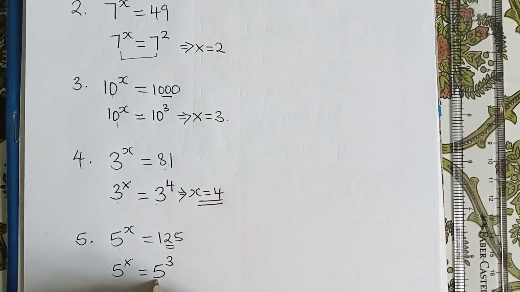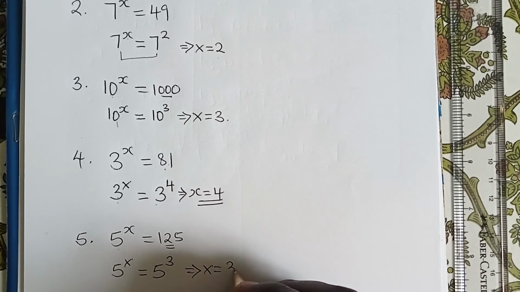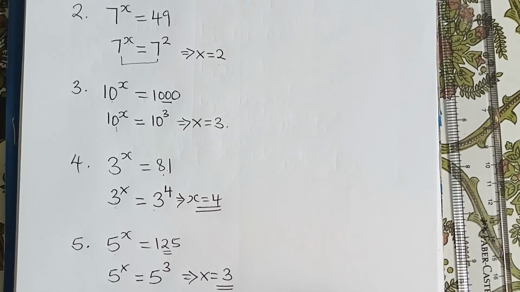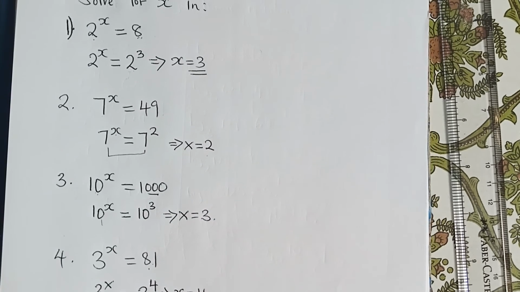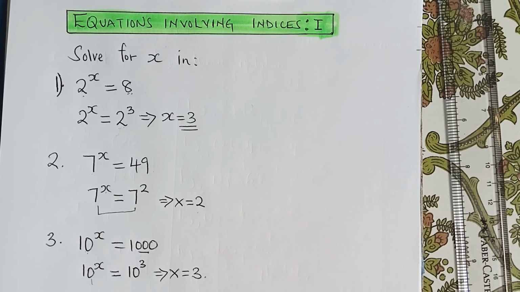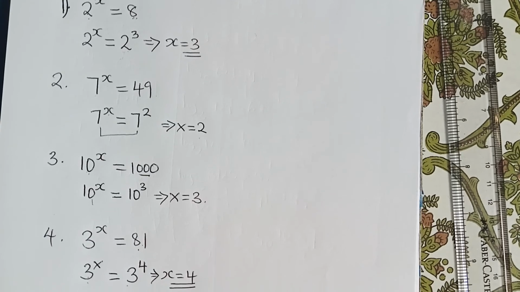Because again, we have the same base over here, this implies that x is equal to 3. That is how we solve those simple equations involving indices. It involves writing the number to the base that is given so that we get the same base, and therefore we equate the respective indices or the respective powers.